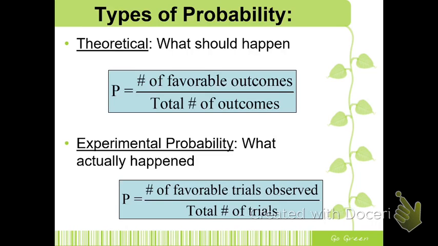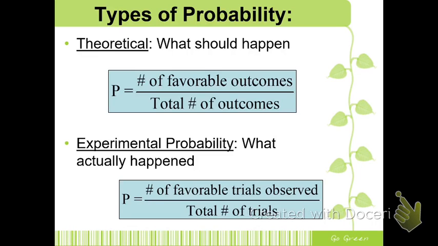Either way, theoretically, you'd have the total number of outcomes, the different things that could happen. If you're flipping a coin, there'd be 2 things that could happen. That would go on the bottom, in the denominator. And whatever it was you were looking for, the favorable outcome, that would go in the numerator, however many of those were.